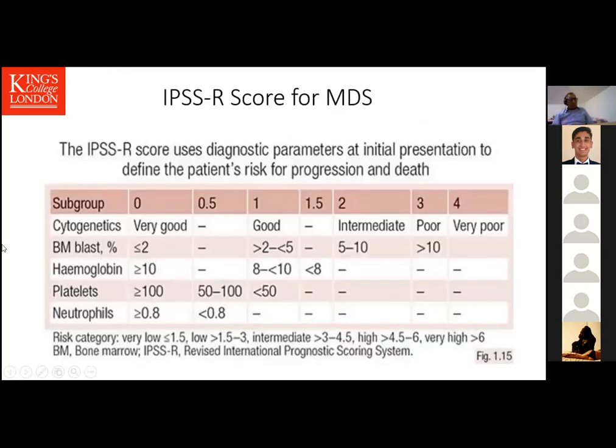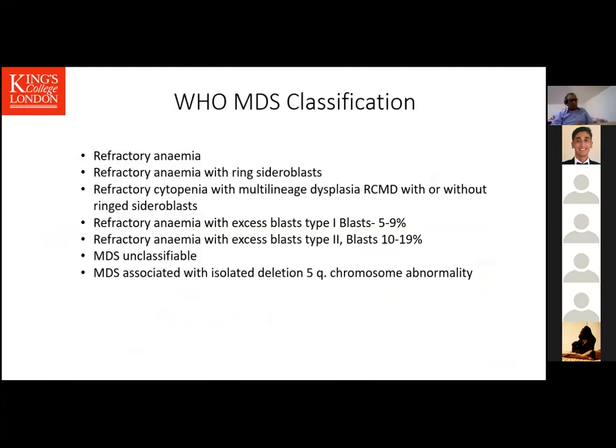Okay, and this is the scoring system for how we grade the severity of the disease. So we look at the cytogenetics, we look at the bone marrow blasts, how many leukemic cells are there, we look at the hemoglobin, platelets and neutrophils. So these are the 5 things we look at to grade the severity of MDS. So anything which is very low, of course, has got a better prognosis as compared to a very high, which is going to have a poor prognosis, and these patients would need to have a treatment.